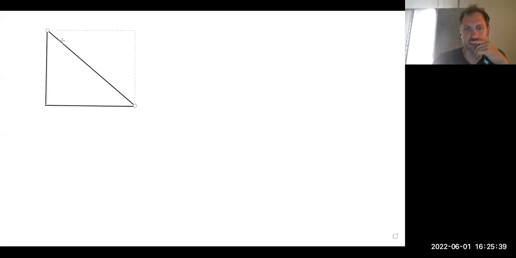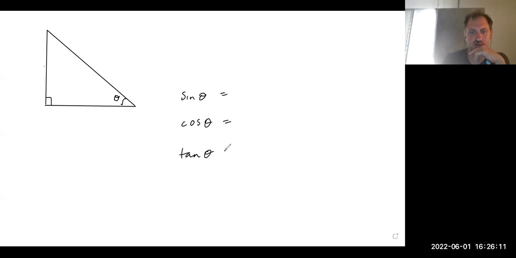All right, I'm just going to draw a little triangle here. A little right triangle, and my little 90-degree guy there. And I'm going to draw an angle here in the corner, label it theta, and give you the basic definitions. So sine theta, cosine theta, tan theta. So first of all, these are just ratios.